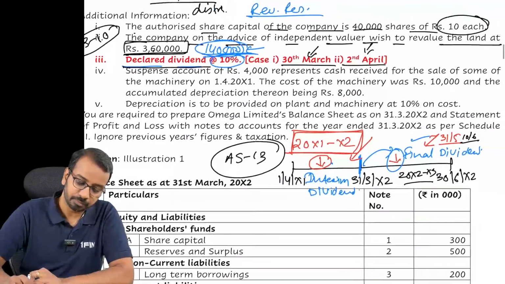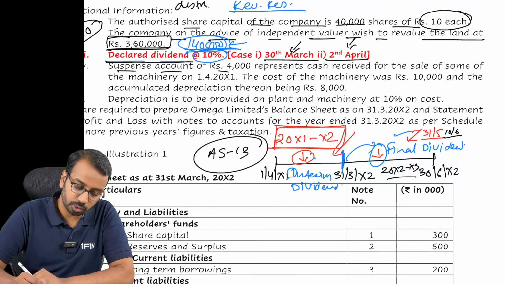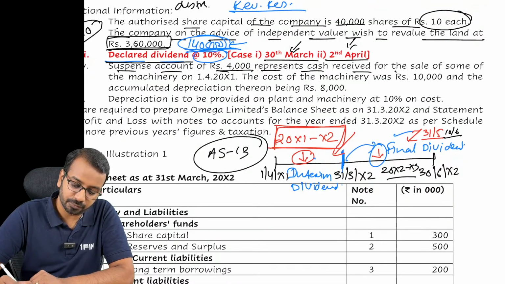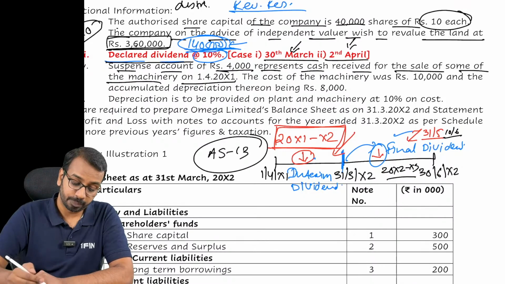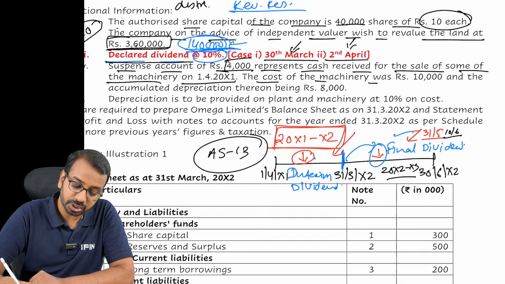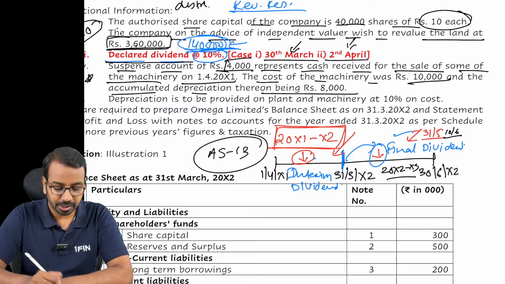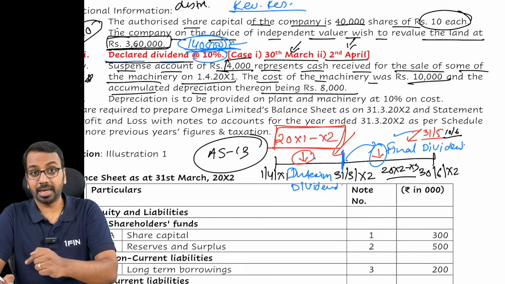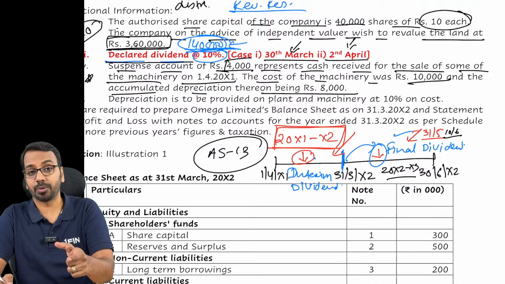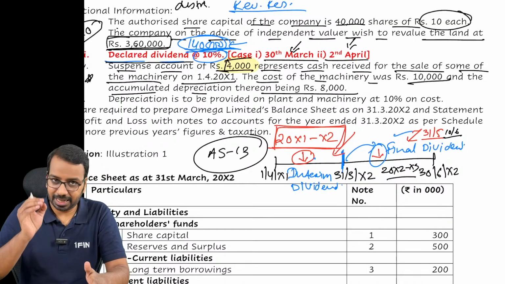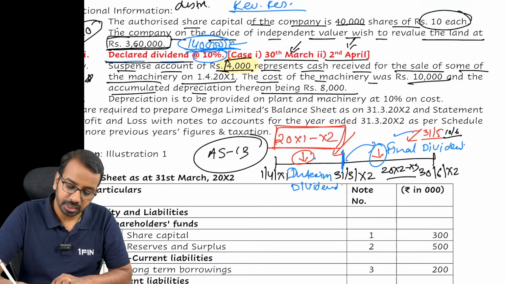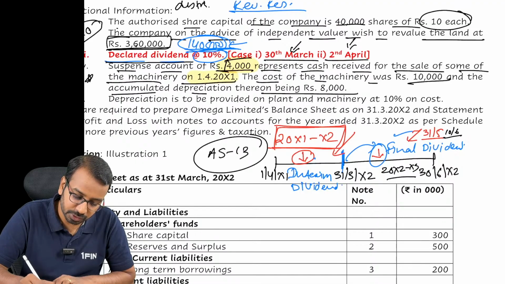Alright. Then, suspense account of rupees 4,000 represents cash received for the sale of some of the machinery on 1st of April of year 1. 1st April itself they sold. The cost of the machinery was 10,000 and the accumulated depreciation was 8,000. This is a very important adjustment, and when we do the answer, I'll tell you how to logically approach it. So basically what has happened here, they have received 4,000 in cash. They sold machinery on 1st of April. Cost was 10,000. Accumulated was 8,000.